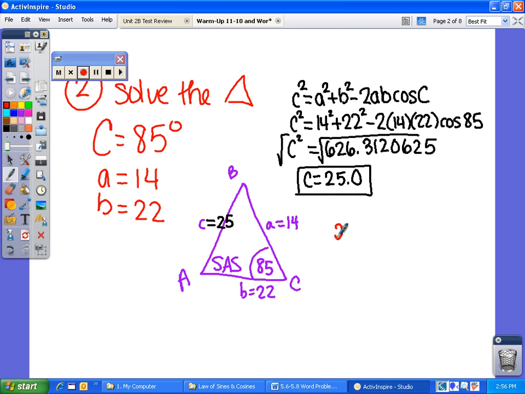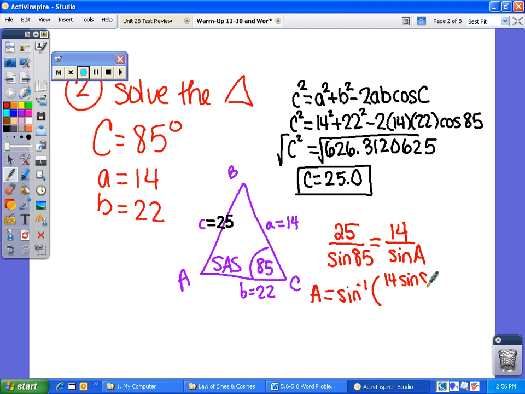So we can do 25 over the sine of 85. And let's solve for A first, which is 14 over the sine of A. Show that you are cross multiplying and using the arc sine since we're solving for an angle. And you do 14 sine of 85 all over 25. And when you do that, you wind up getting 33.9.